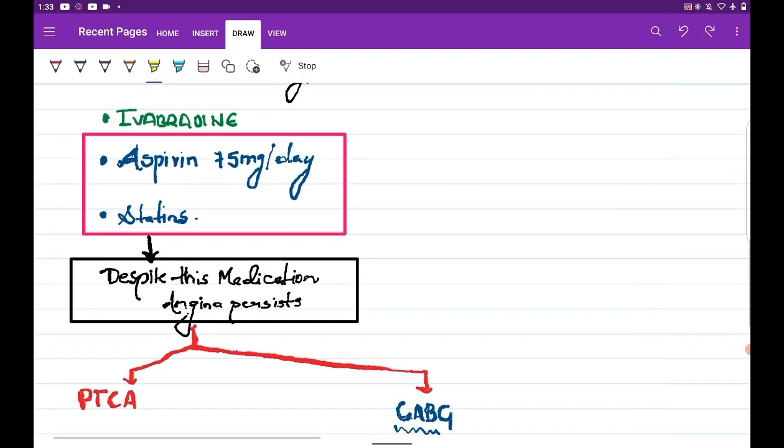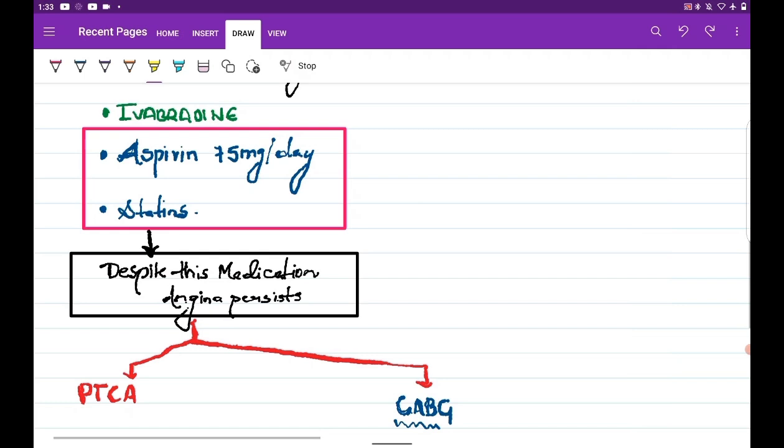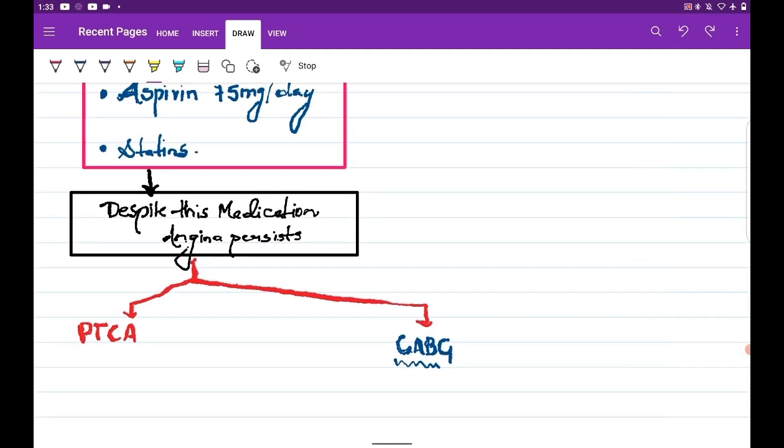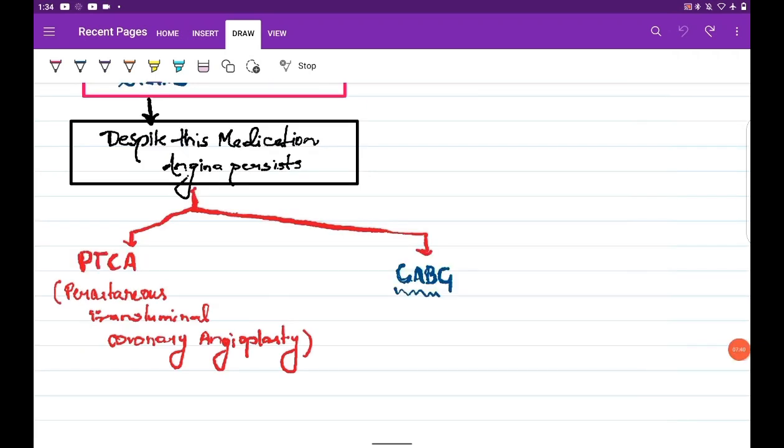Despite this medication, the patient complains that there is continuous angina present. There is continuous chest pain. Then we have to do a procedure known as PTCA, which stands for percutaneous transluminal coronary angioplasty, where we put a stent in the coronary vessel, and also we can do CABG. CABG is coronary artery bypass graft.